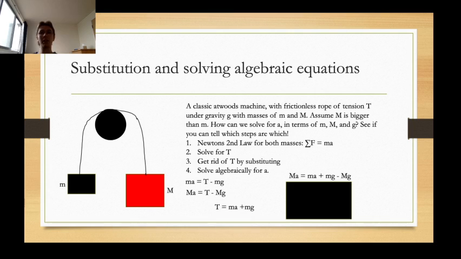Now, see if you can tell which of these steps are which. My work is a little frazzled here, but see if you can identify how I'm setting up these equations and which step corresponds to which math. You can see I start with Newton's second law, with these equations with the tension. I solve one of the equations for tension, and then I substitute for tension in the other equation. From here, I have all the variables I want, so I can solve algebraically for A.